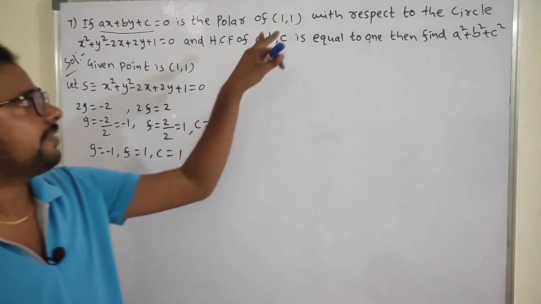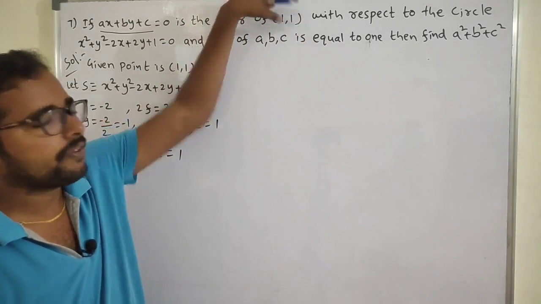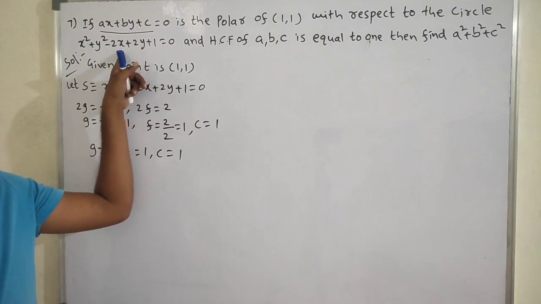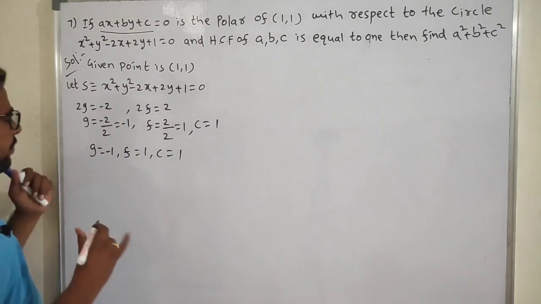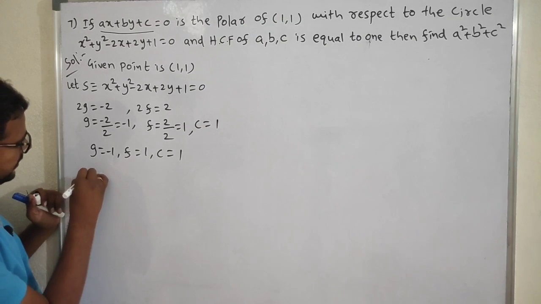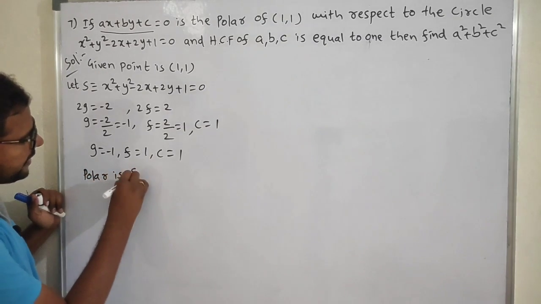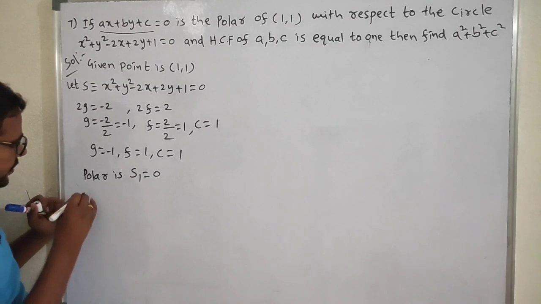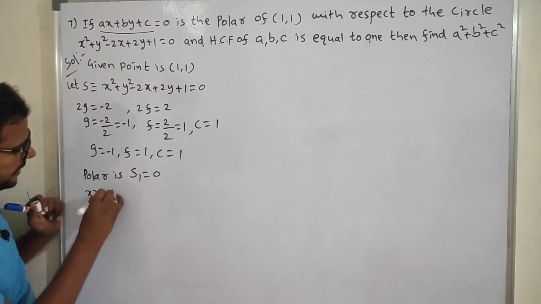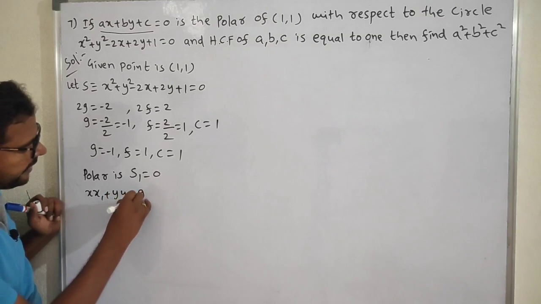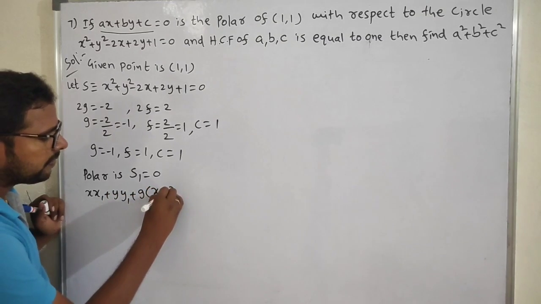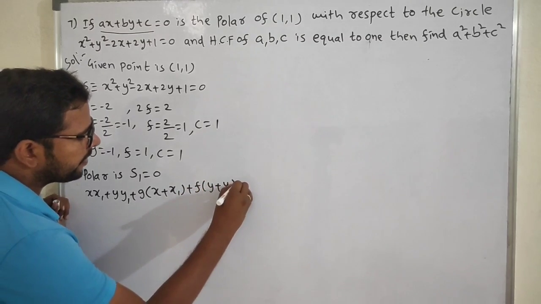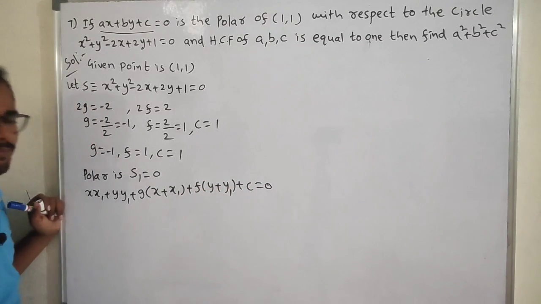Now the given point is (1, 1). We have to find the polar of (1, 1) with respect to this circle. Okay? So what is the polar? Polar is S1 = 0. What is S1? x x1 + y y1 + g(x + x1) + f(y + y1) + c = 0. This is the equation of polar.